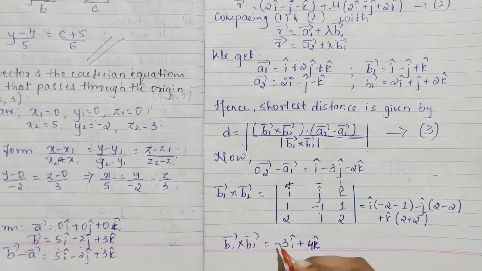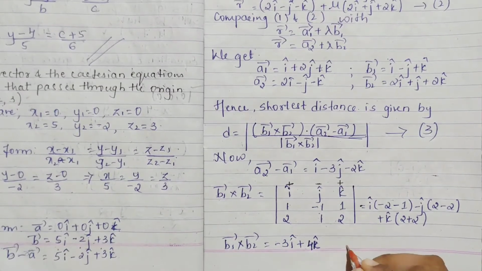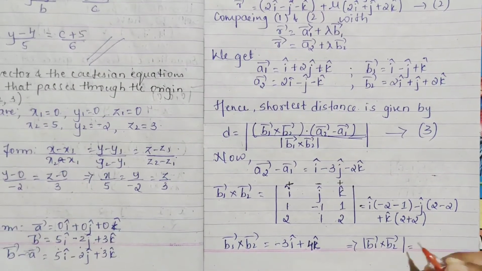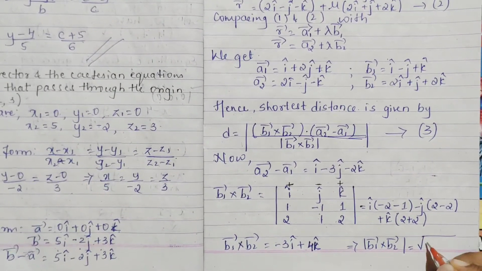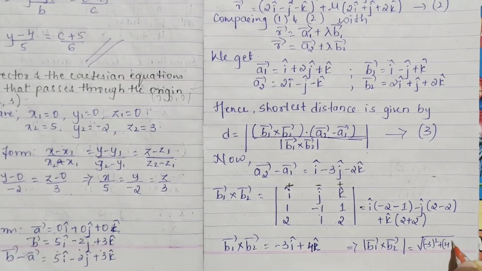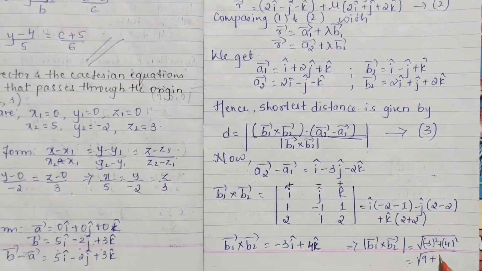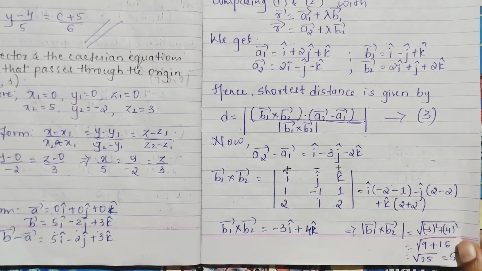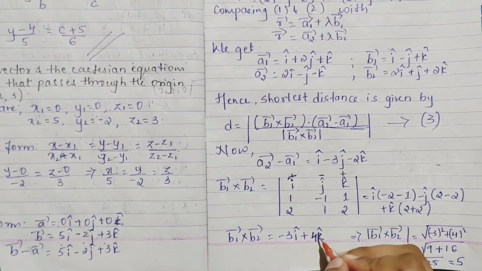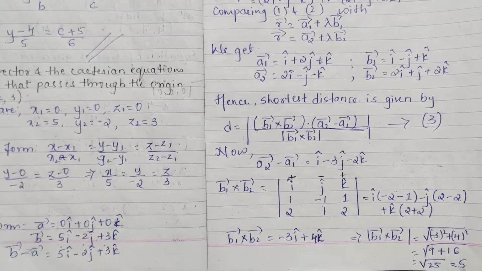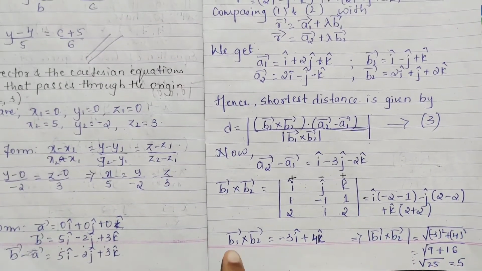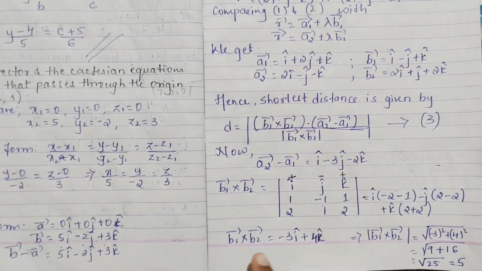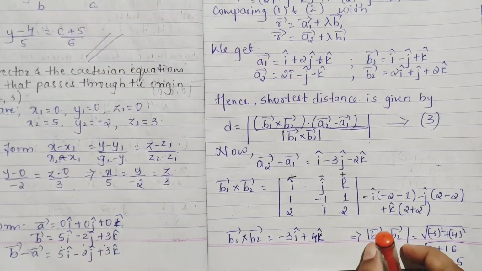Modulus is also there. Modulus means what? Just square root of this, right? Modulus of b1 cross b2 means square root of minus 3 square plus 4 square. So you get 9 plus 16, root 25, which is 5. Everything I have found. So b1 cross b2 we have done, a2 minus a1 we have done, and modulus of b1 cross b2 we have done. Sorry, this is determinant.